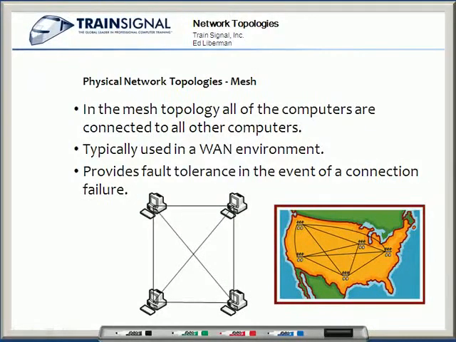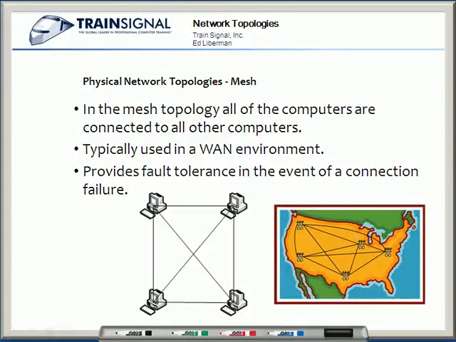Here we're taking a look at 5 different cities around the United States, each of which has an office, and then the offices are each connected to each other. So it's not so much that all the computers have a connection to all other computers, it's that each office has connectivity to each other office.